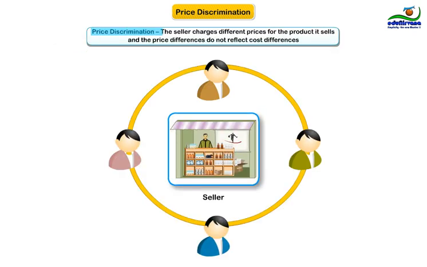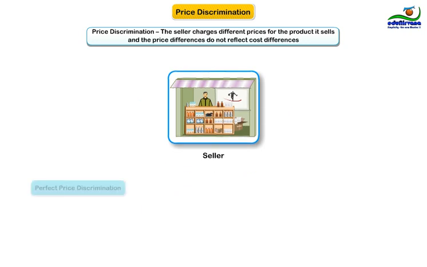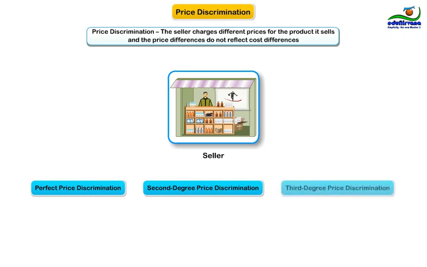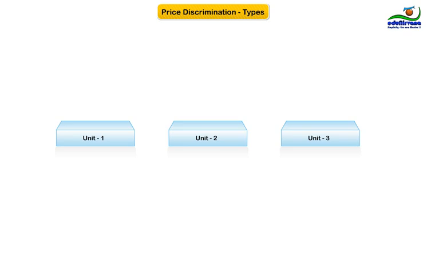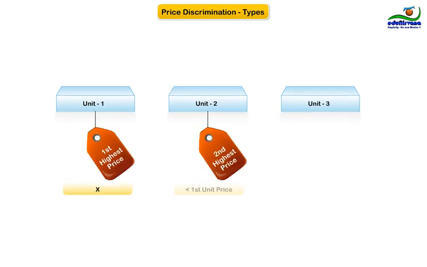This occurs when the seller charges different prices for the product it sells and the price differences do not reflect cost differences. There are three types of price discrimination: perfect price discrimination, second-degree price discrimination, and third-degree price discrimination. Suppose a monopolist produces and sells 1,000 units of good A. It sells each unit separately, charging the highest price that each consumer would be willing to pay for the product rather than go without it.